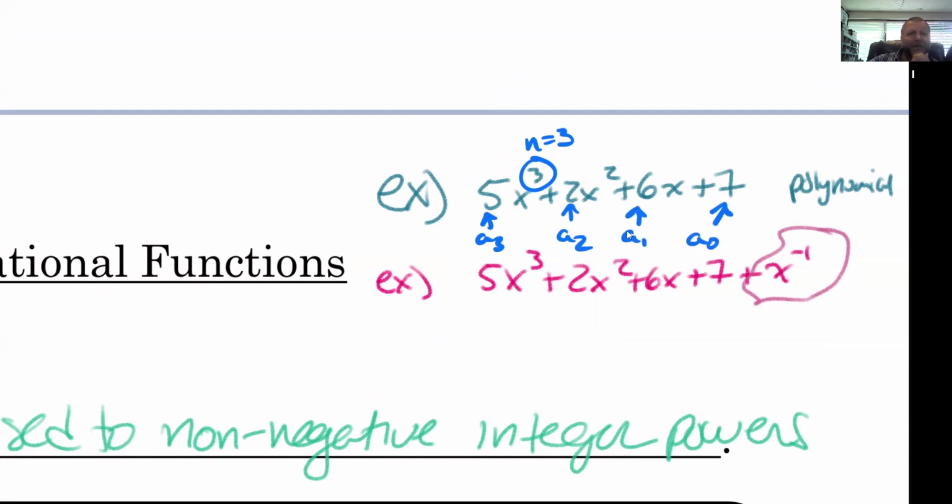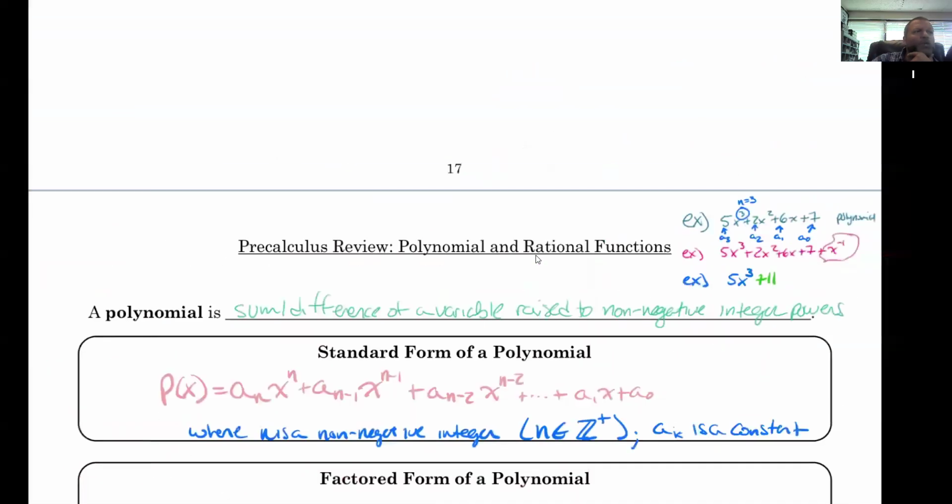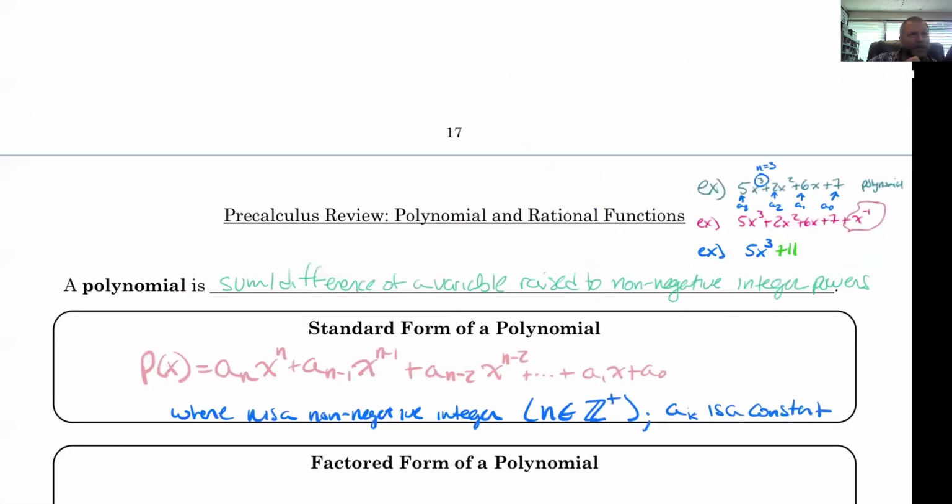Now, we don't have to have all of those terms. If I wanted to, I could just say 5x cubed. Perfectly fine. That's also a polynomial. 5x cubed plus 11, also a polynomial, right? I don't need to have every single one of these terms top to bottom. When we do have standard form, we tend to write them big to small. So we put our highest power of x to the left and our lowest power of x to the right.